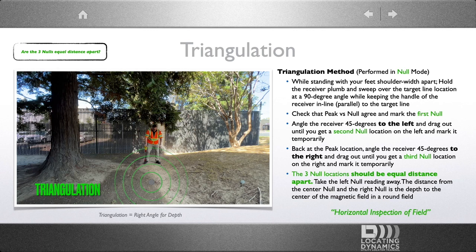Triangulation creates a right triangle. This is another indication of depth. It's important to note, never share depth information with excavators. Triangulation and digital depth validation are both two techniques used as a locator to inspect a magnetic field. It is not an actual depth. The only way to get a true depth on a utility is to physically expose the line through excavation, drop a tape measure on it, or take a survey shot.